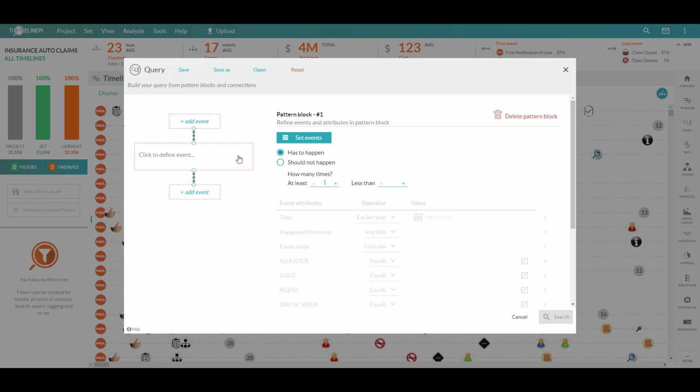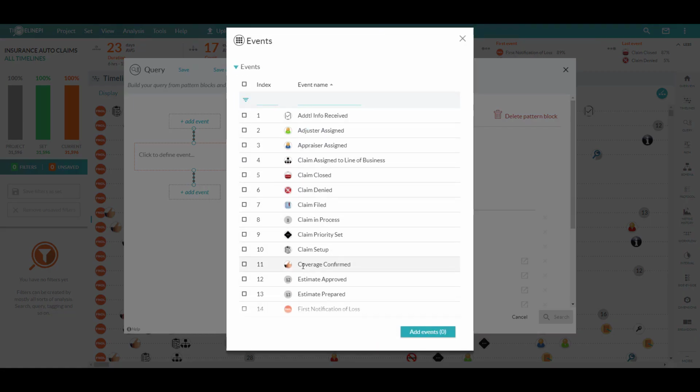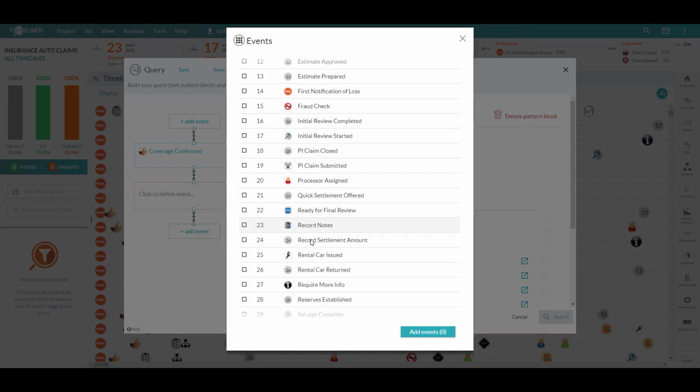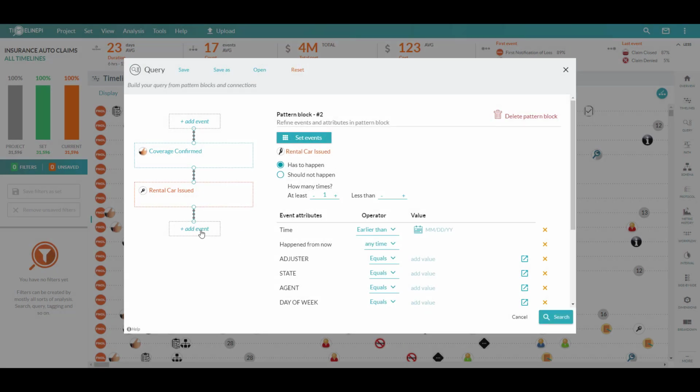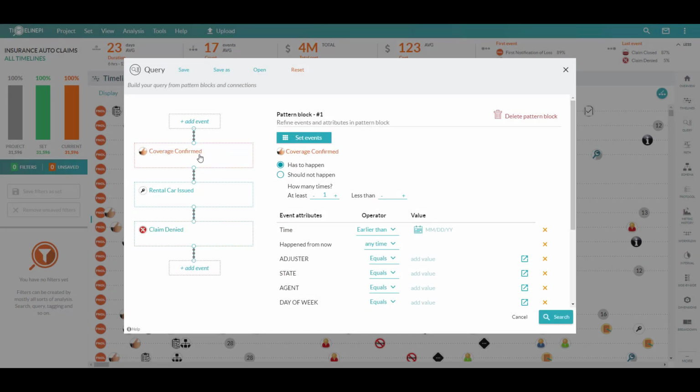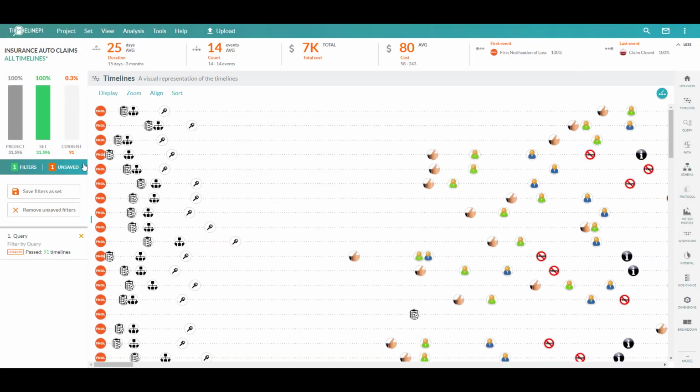So I'll show you how we would build that out. We would start by saying we've got what we expect to be coverage confirmed, which is then followed by a rental car issued on the claim. But what I've said is this claim is then subsequently denied because we never confirm coverage of that claimant. So how often do we have this event not occurring, but these two downstream events occurring in this order? I go and search based on this scenario, and we see that we actually have 91 claims, and here they are for us, that have exhibited that specific non-compliant and risky behavior.